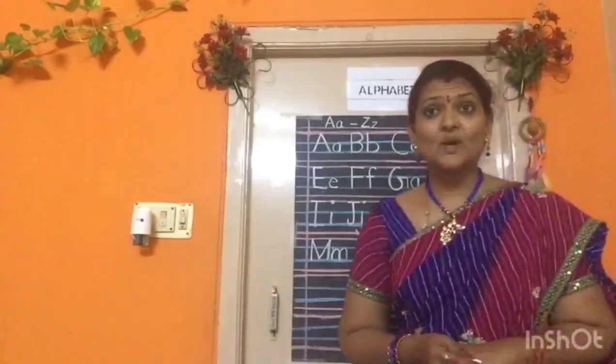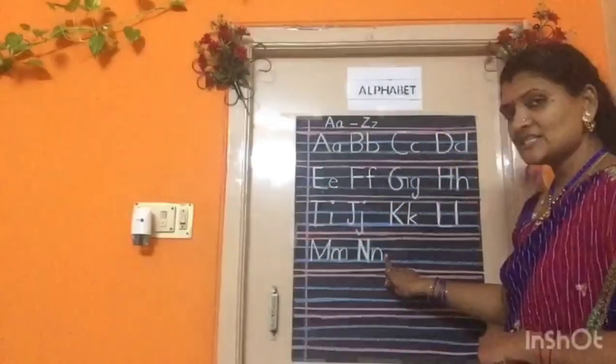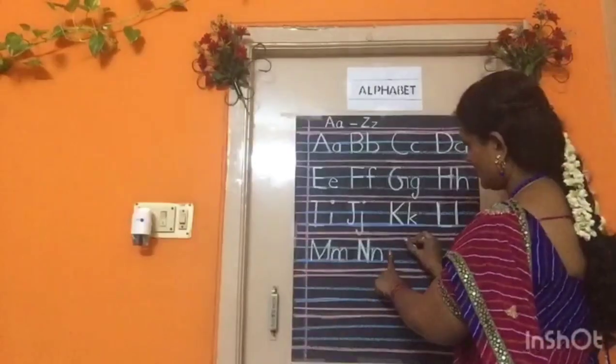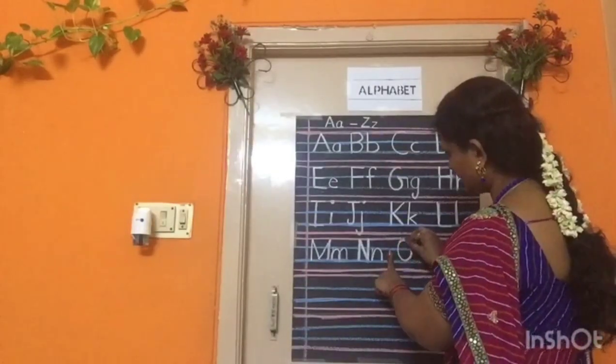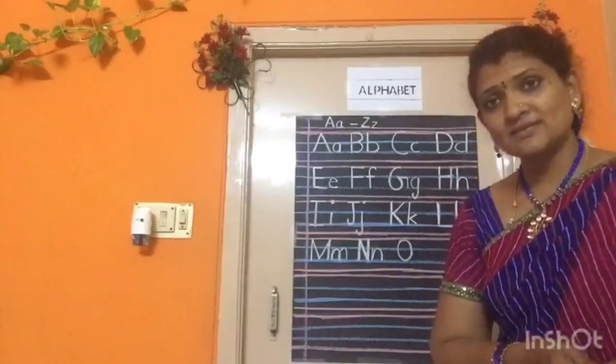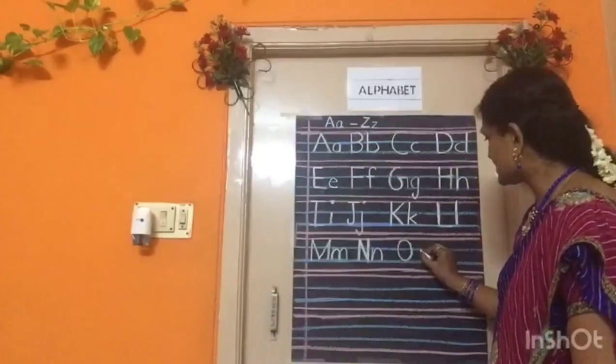Now next comes O. O says O. In the finger space. Capital O like a circle, round. Pink line to second blue. And small o within the two blue lines.